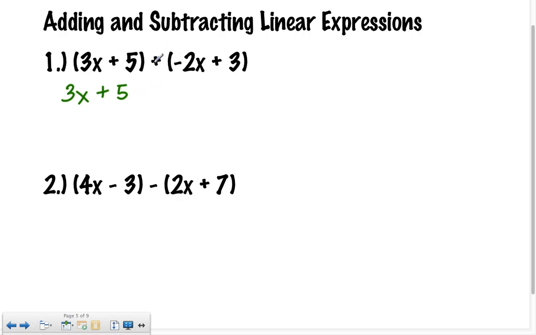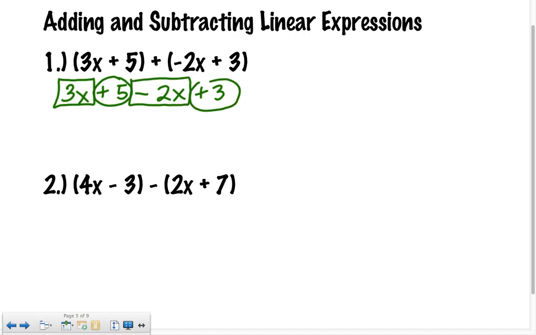Now here we have a plus, a negative. Well, plus a negative is the same as subtracting. Whenever the signs are different, it's negative. Whenever the signs are the same, it would be positive. And then we're going to rewrite the positive 3. So now we can go ahead and box anything with a variable, circle anything with a number.